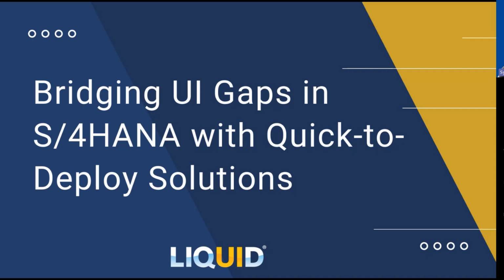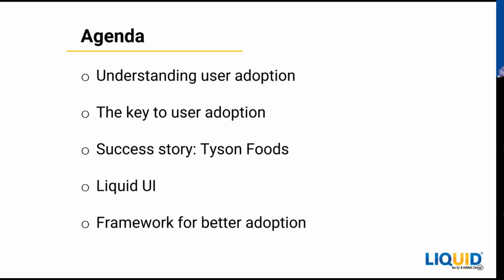And here's how we'll break this down. We'll start by understanding user adoption and why it is so critical and where organizations usually face challenges. We'll then explore how tailoring SAP interfaces around actual work processes will significantly improve adoption. We'll share a real-life success story with Tyson, showing how they optimized user adoption in plant maintenance and fleet management. We'll explain why Liquid UI is uniquely suited to help organizations like yours address these challenges. And finally, we'll provide some actionable steps you can take to drive adoption.